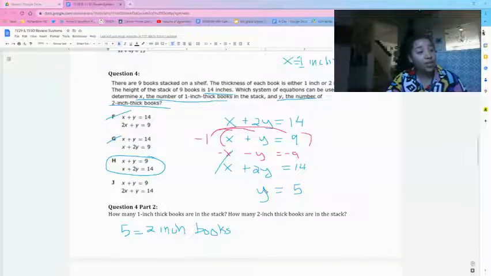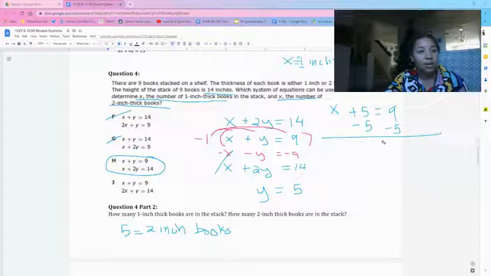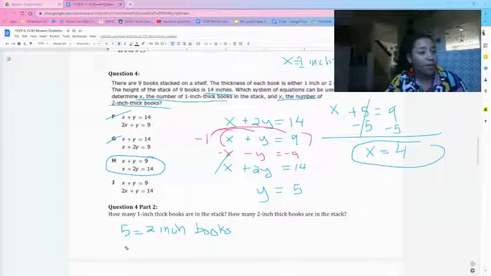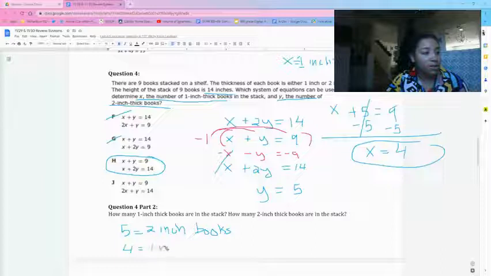Okay, now we have to figure out how many 1-inch books are there. So what we're going to do is we're going to plug 5 in for y into this system. So it's going to be x plus 5 equals 9. Then we subtract 5 from both sides. X equals 4. So now we know we have 4 1-inch books.